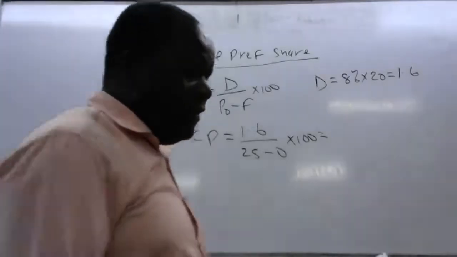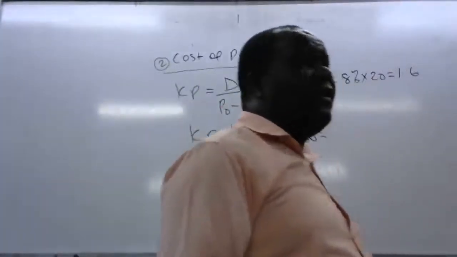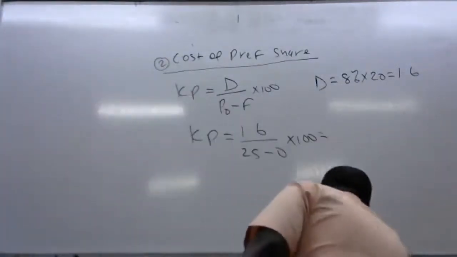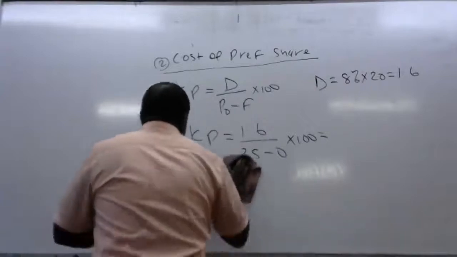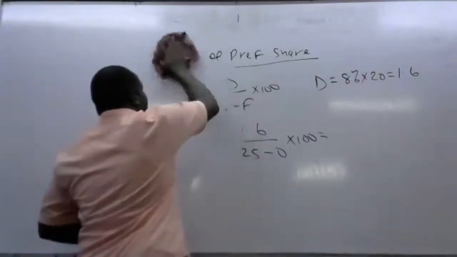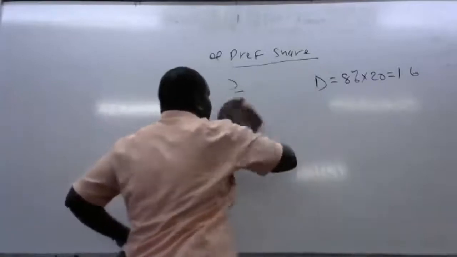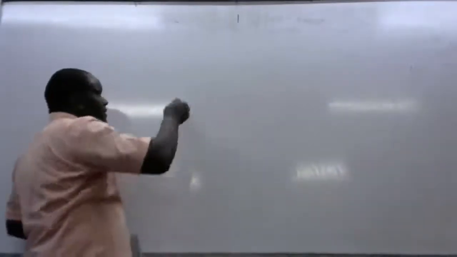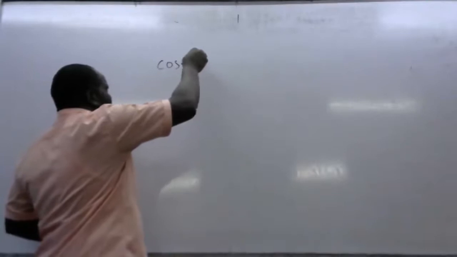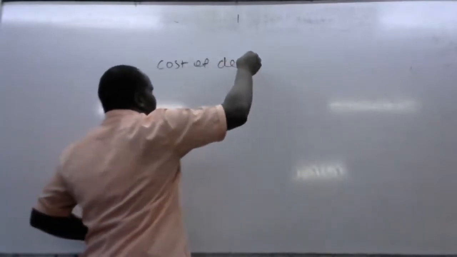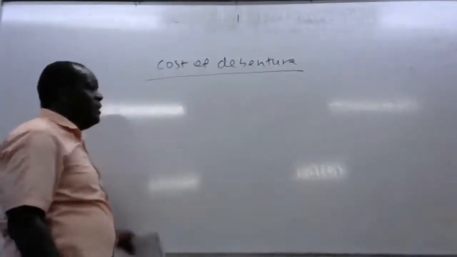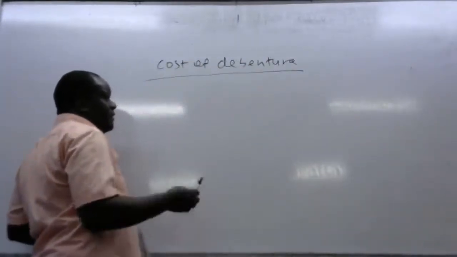Yeah, so finally, we also compute the cost of the debenture. We should also be able to come up with the cost of the debenture. So when it comes to the cost of the debenture, it is the same as KD.